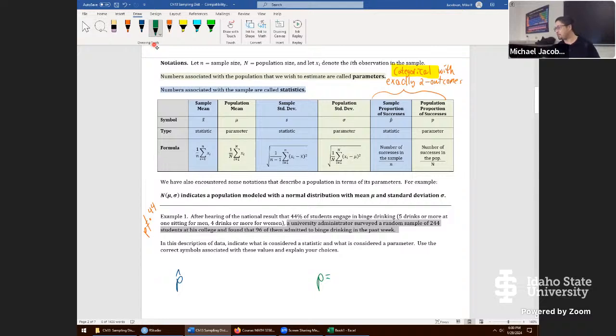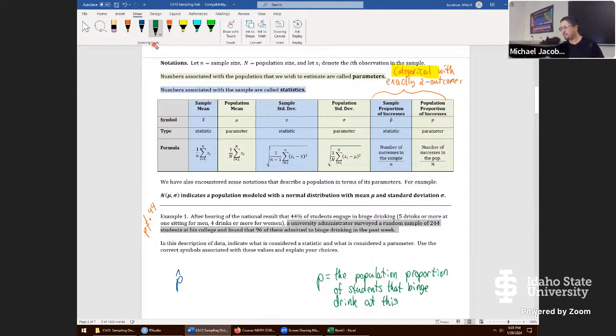So let's do this and say p equals the population proportion, or you could say the percentage of the population rather than population proportion. It'll be the population proportion of students that binge drink at this university, or college is what they said. This college, we're not talking about the nation, but that one specific college.